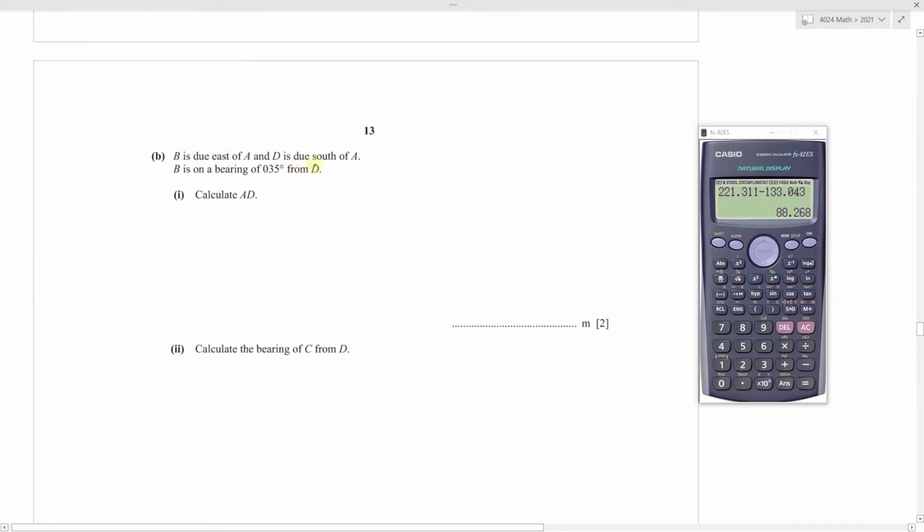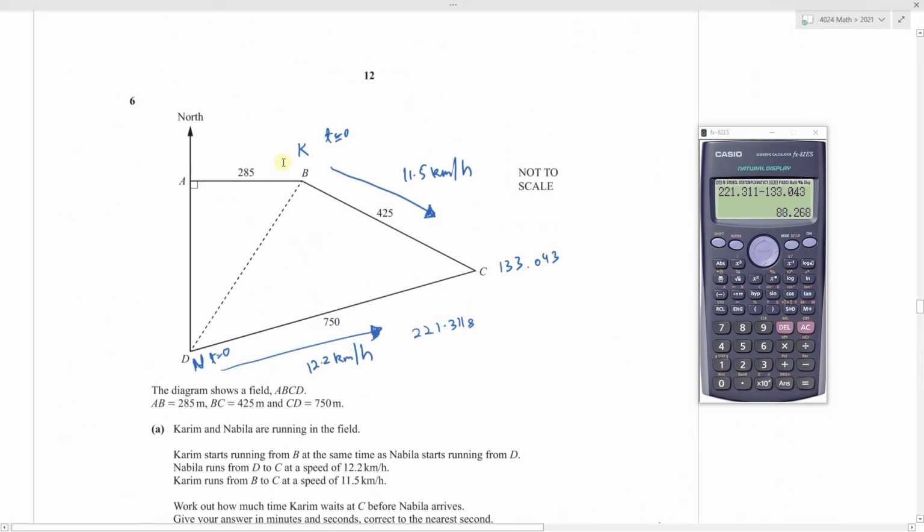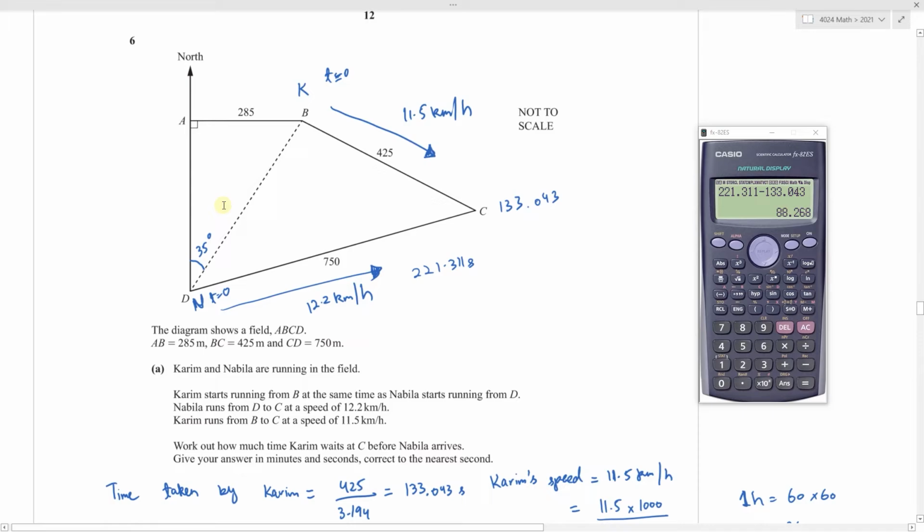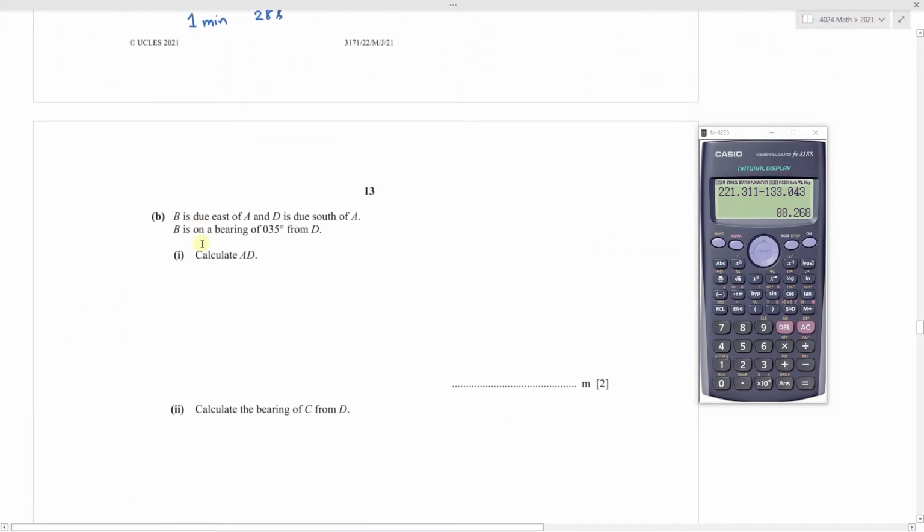B is due east of A and D is due south of A. B is on a bearing of 035 degrees from D. So this is the bearing of B from D, which is 35 degrees. Calculate AD. AD is this length. So ABD is a right angled triangle. I know this perpendicular height, I know this angle, and I have to find this base, which is AD. So I will use tan of 35.